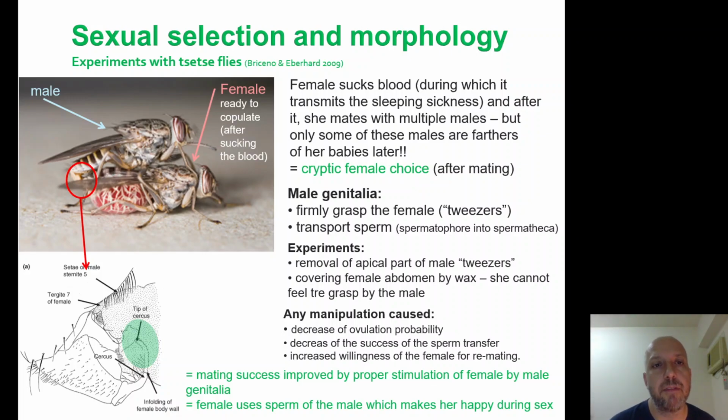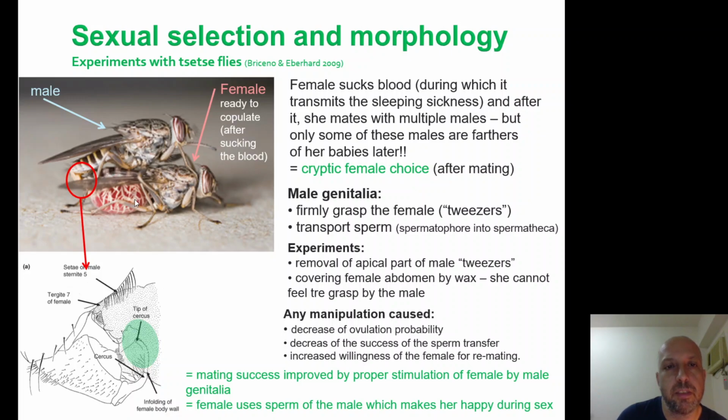So here we have the tsetse flies. These are big blood-sucking flies living in Africa. It works in the way that the female sucks the blood. During that blood sucking, she's also transmitting the sleeping sickness. So it is actually not a nice insect to meet. And once she has enough blood, enough nutrition to feed her baby, then she is open. She's willing to copulate. She's willing to have sex, right?